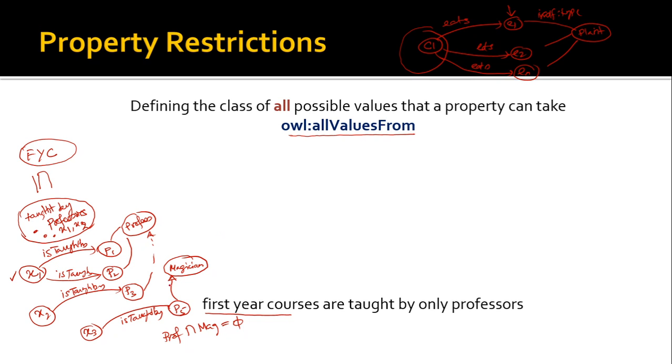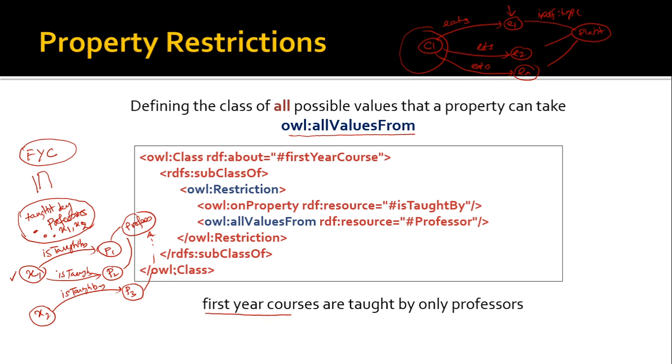So let us see what the representation would be. Let me wipe this out. We are defining this first year course, right? This first year course is a subclass of another class, so we have a subclass relationship. And this particular class is represented using this piece of XML code. We are saying that this is a restriction class. So this is also a class, called a restriction class.